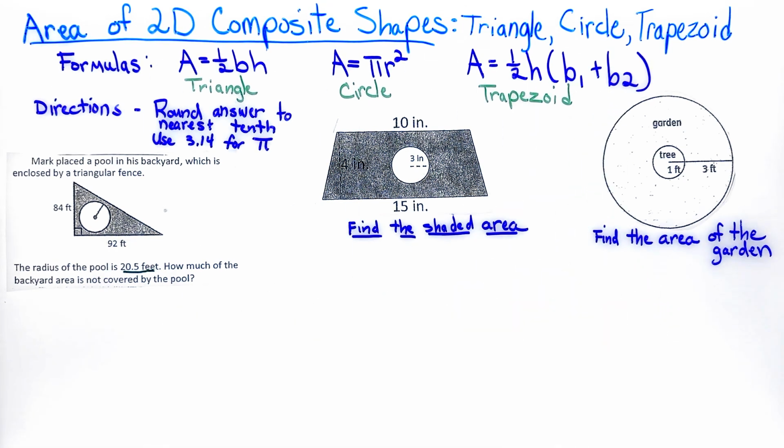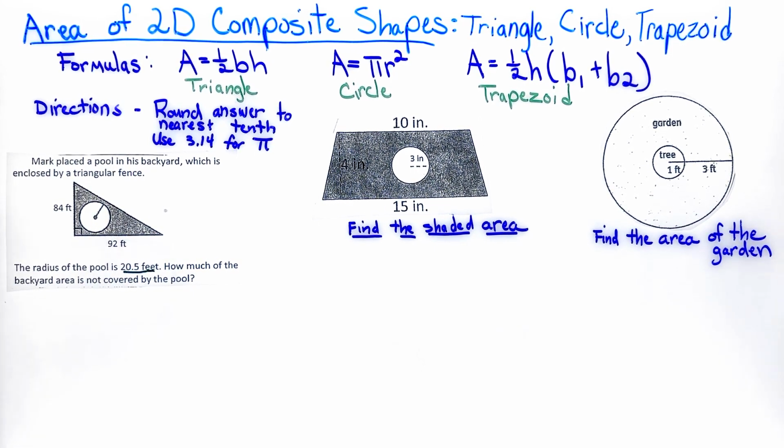So let's look at the directions. They want us to round our answer to the nearest tenth, and we are going to use 3.14 for pi. So let's start with the first problem. Let's see what we have in store for us.